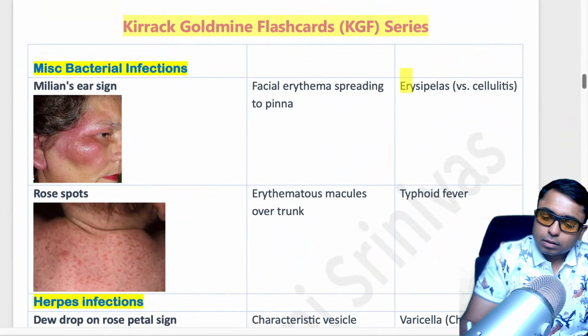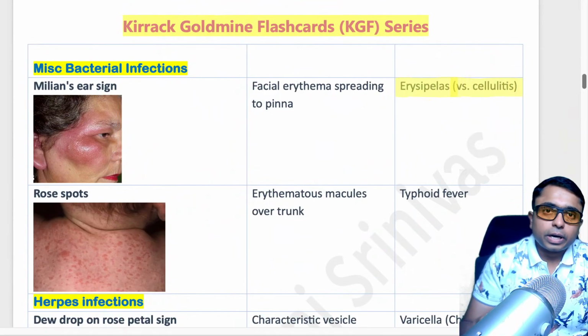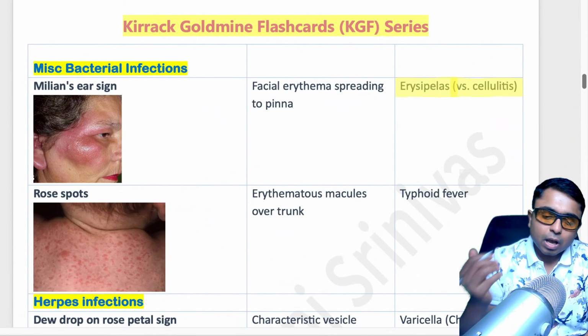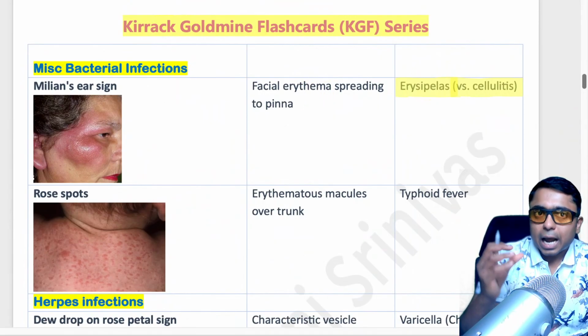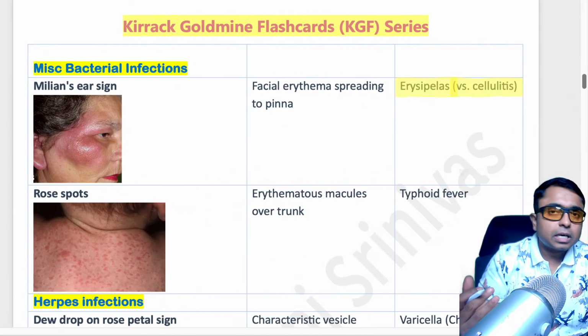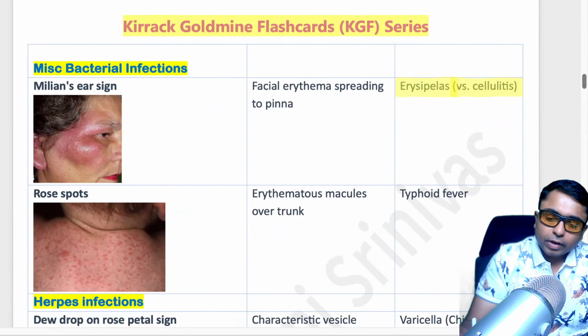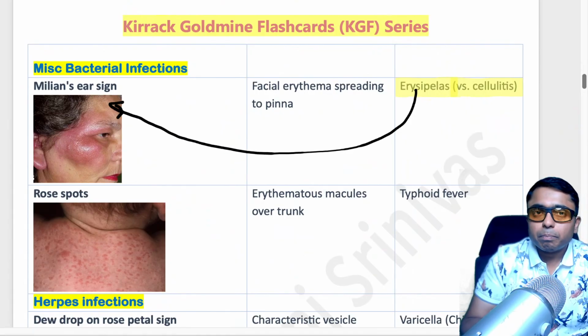Next, in the erysipelas, remember students, erysipelas, unlike the cellulitis, is superficial compared to the cellulitis. So both of these are infections of the skin. Cellulitis is a deeper level of infection which can affect the subcutaneous tissues. And in the ear, the subcutaneous tissues are absent. So whenever there is an infection of the face, if there is an ear involvement, it means that that infection is due to the streptococcus. Specifically, it is what is called as Milian ear sign.